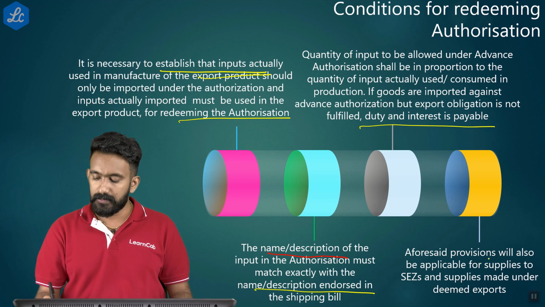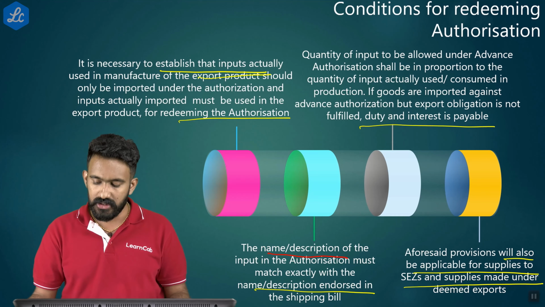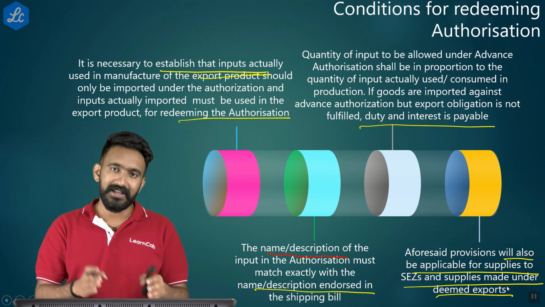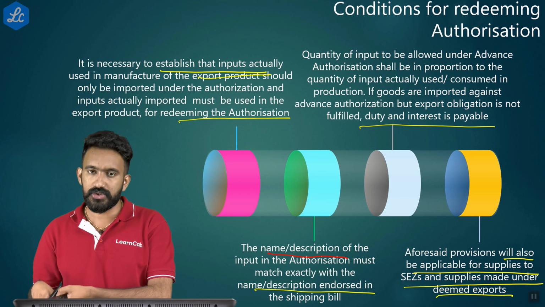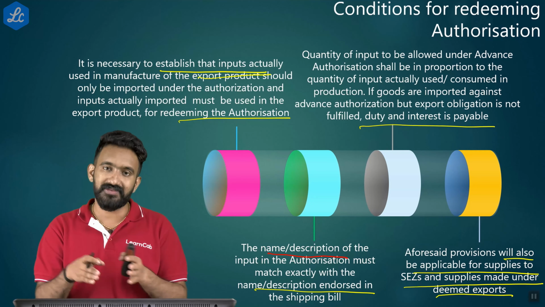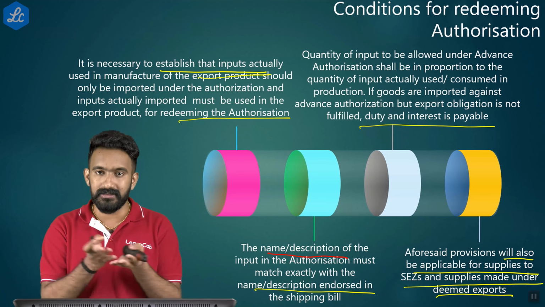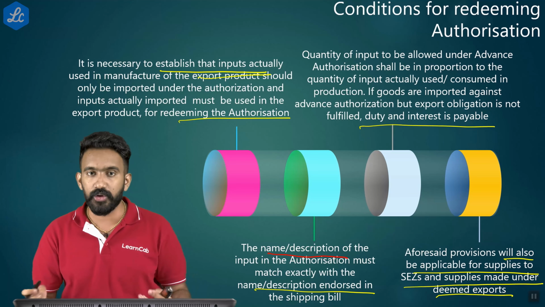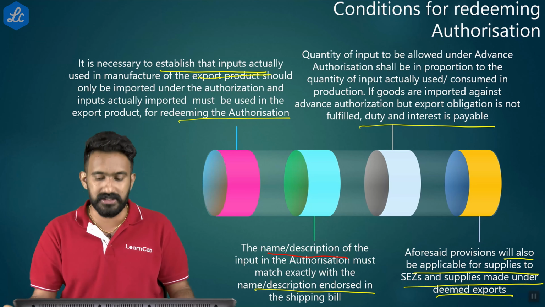Then these provisions will also be applicable for supplies that are made to SEZ or deemed exports. You can even take advance authorization for supply to SEZ and deemed exports. Those provisions of meeting the inputs and output similarity and checking of those things and meeting export obligation, all that has to be satisfied even in case of deemed export and supply to SEZ.